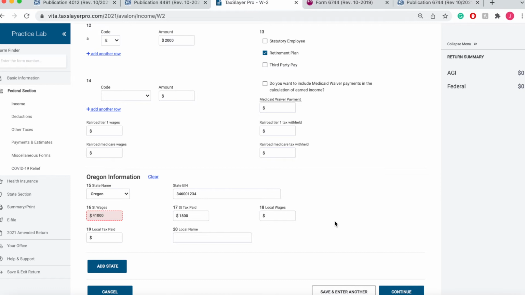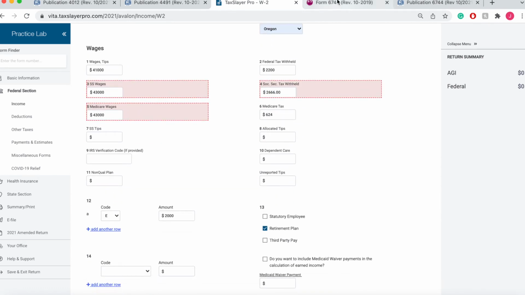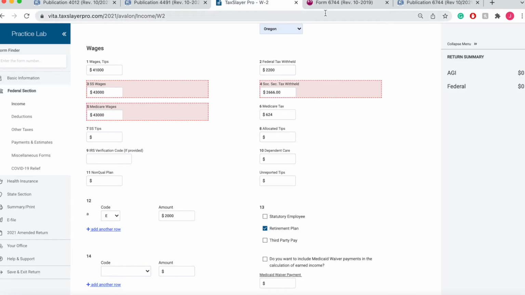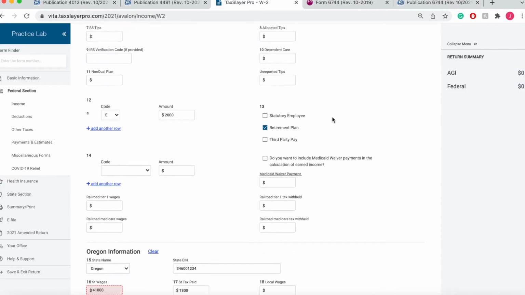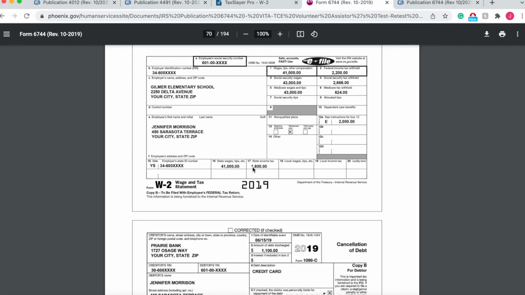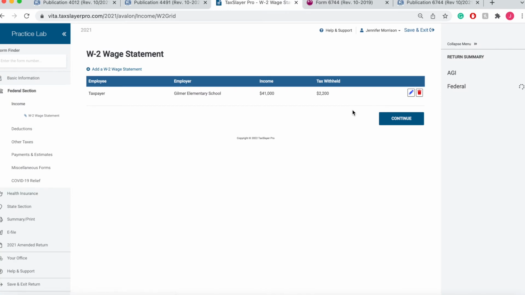And so now we have entered this W-2 in there already. I'm just going to do a quick run through, make sure it all looks correct and that the amounts are correct. 4,100, 4,300, 4,300. Yeah, those are all correct. 2,200, 2,666, 6.4. Yeah, 2,000 retirement plan. 41,000, 1,800. Yep, everything looks good. And so we are just going to continue and have it entered.